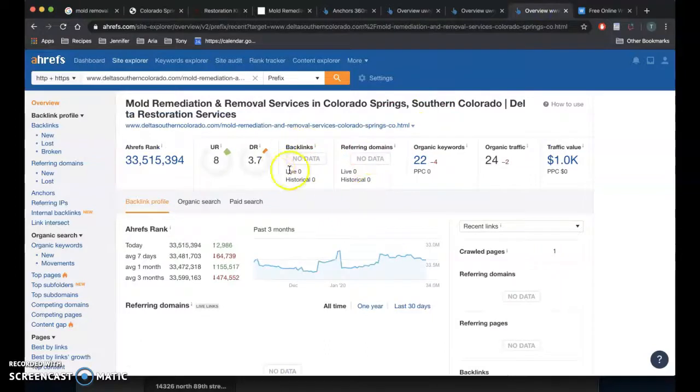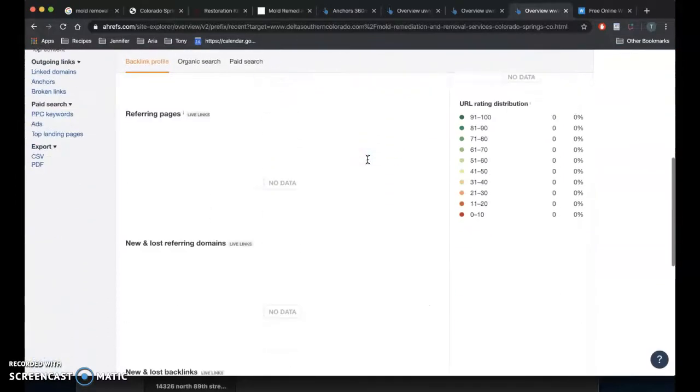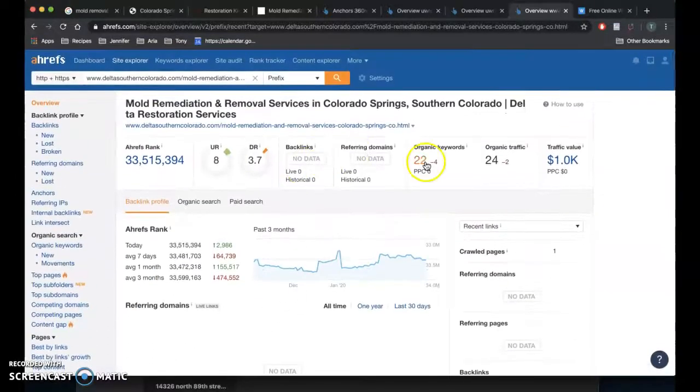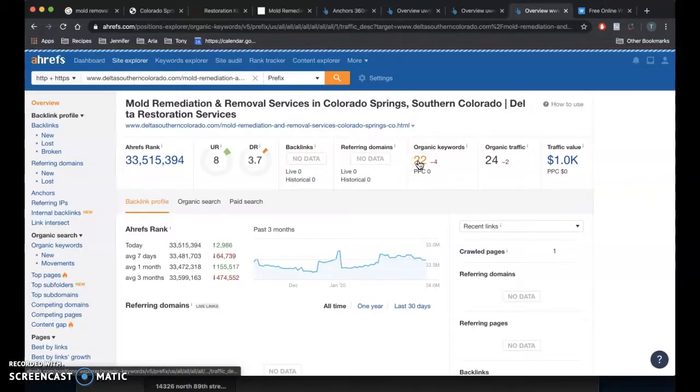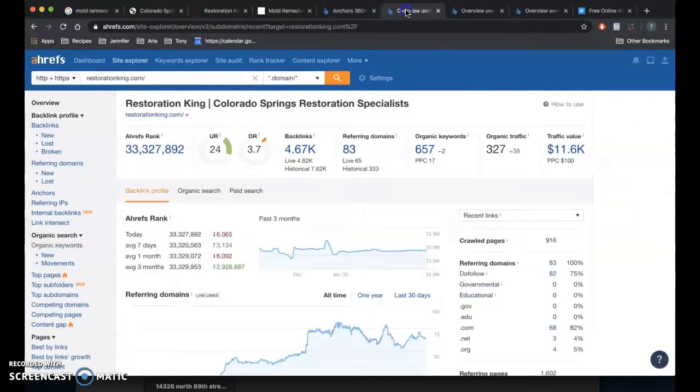Here's the third in line. They're showing no referring domains and really not very much data at all that this tool can pick up. But if you go and look at their keywords for mold removal, they're still position 7. So again, getting your SEO going early and getting some backlinks pointed to the mold removal Colorado Springs keyword should get you up there quick, among other keywords as well.